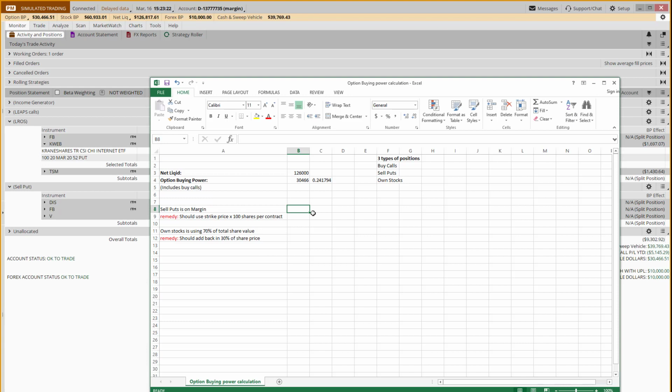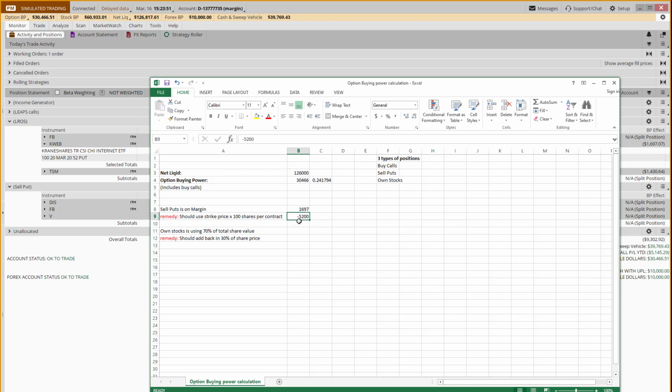So sell put is on margin, right? I will need to add all the margin that Thinkorswim budgeted out, which in this case for KWeb is 1,697, and then I manually calculate and minus away. My strike price is 52, and if I have one contract, it will be 100 shares, so 52 times 100, that will be 5,200. Does that make sense? So I need to plus this and minus this.